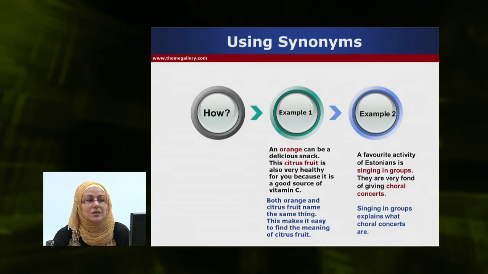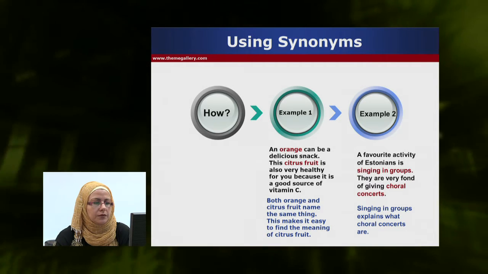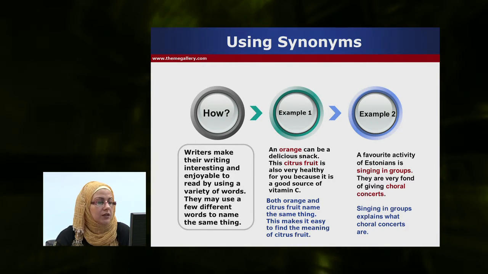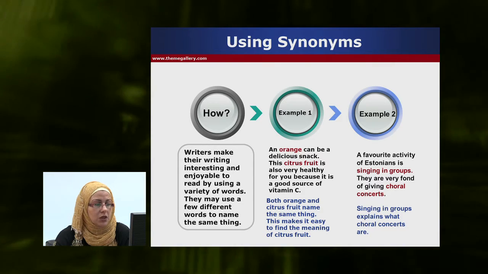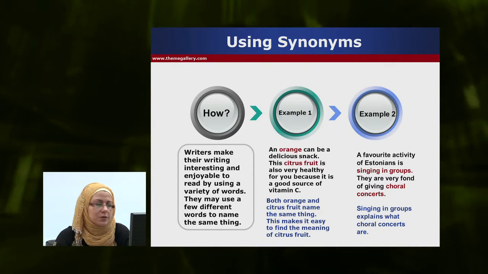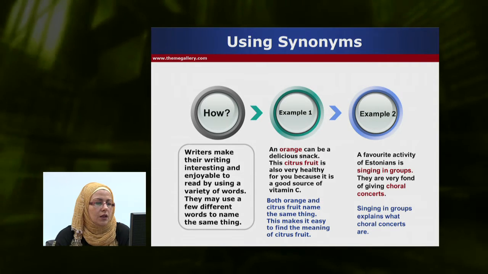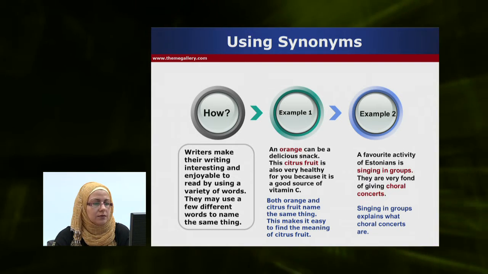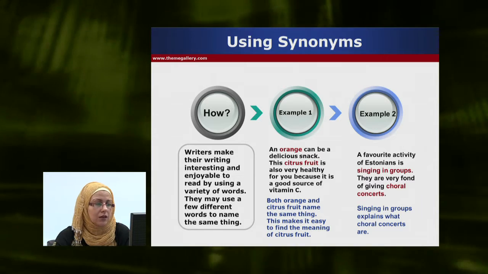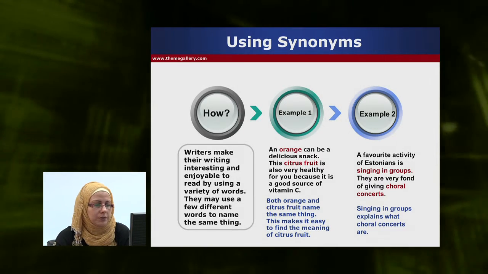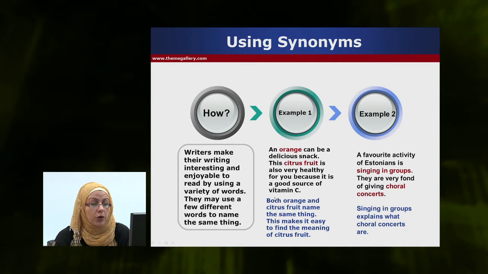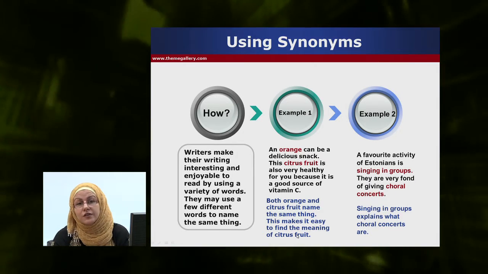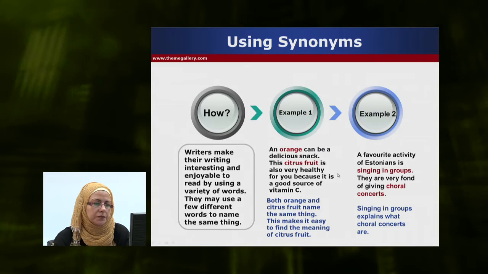One more strategy is to use synonyms. Writers make their writing interesting and enjoyable to read by using a variety of words. They may use a few different words to name the same thing sometimes. Example, an orange can be a delicious snack. This citrus fruit is also very healthy for you because it's a good source of vitamin C. Both orange and citrus fruit name the same thing. This makes it easy to find the meaning of citrus fruit if you didn't know it.